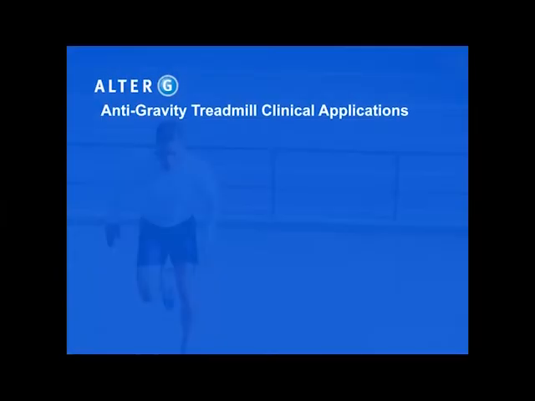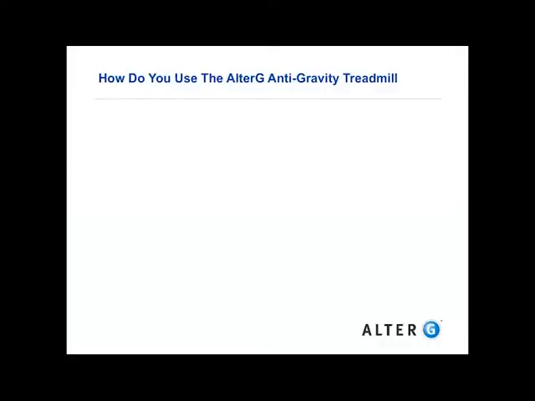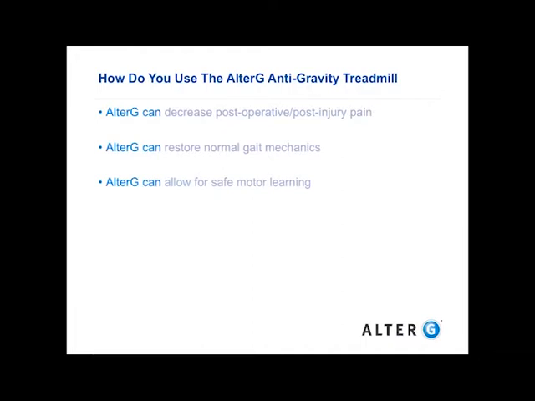So how about clinical applications? How would you use it? What types of patient populations? Well, AlterG can be used to decrease post-operative or post-injury pain. You can use it to restore normal gait mechanics in both orthopedic and neurological patient populations. It can allow for safe motor learning, which is key for your neuro patients. You want a lot of repetition, a lot of mass practice of those task-specific skills.